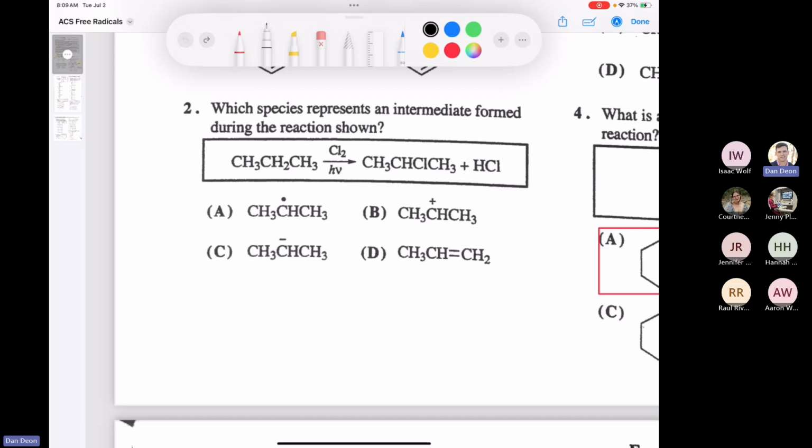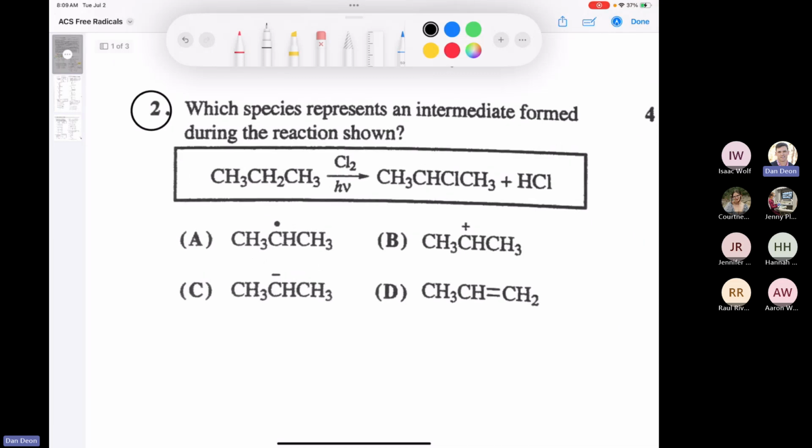Could anybody identify it out of these 4 in question number 2? And it's not a trick question. Just look at the answers. We should be able to solve this one by process of elimination. Yeah, exactly, Hannah. This one is going to be the intermediate, right? After the hydrogen abstraction, right?